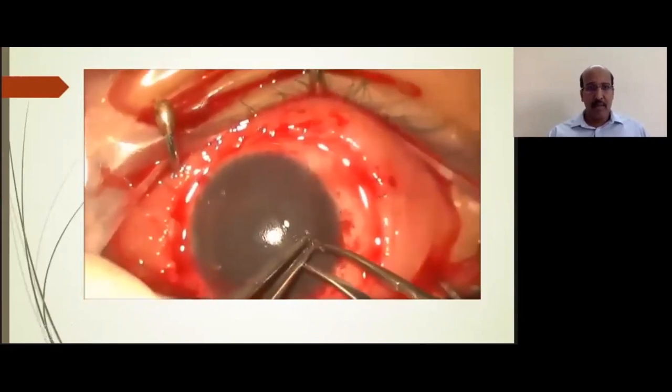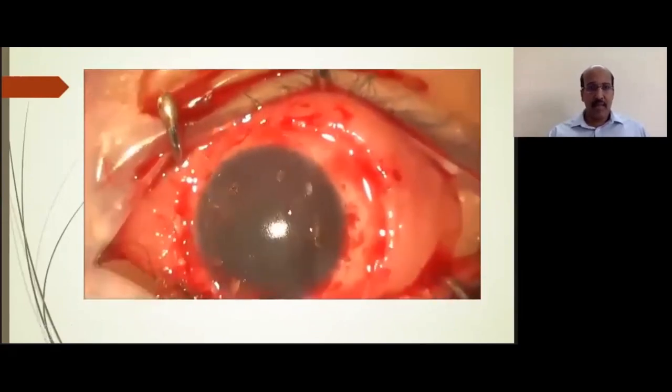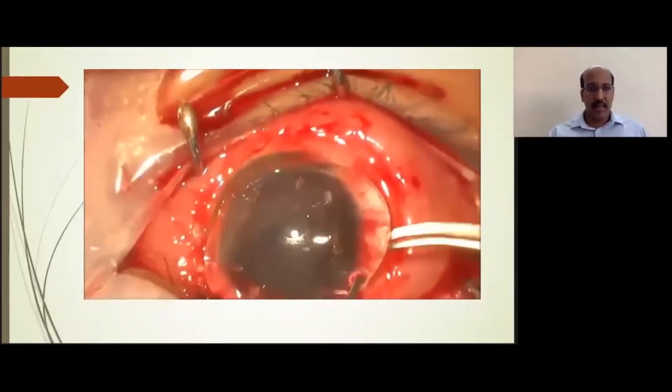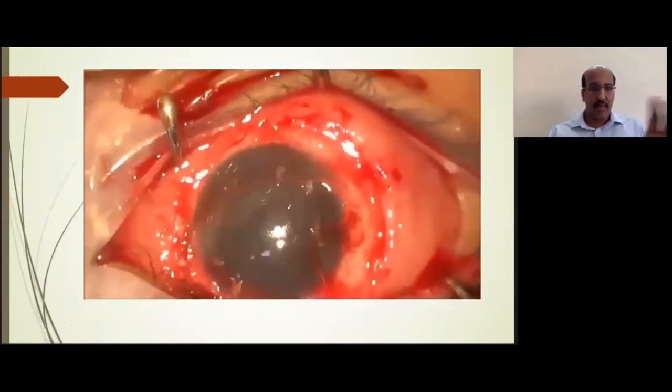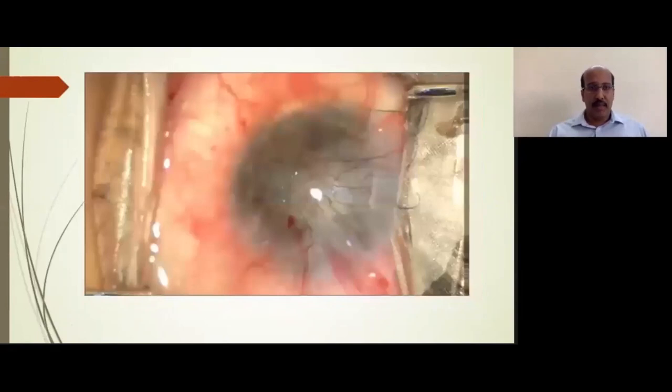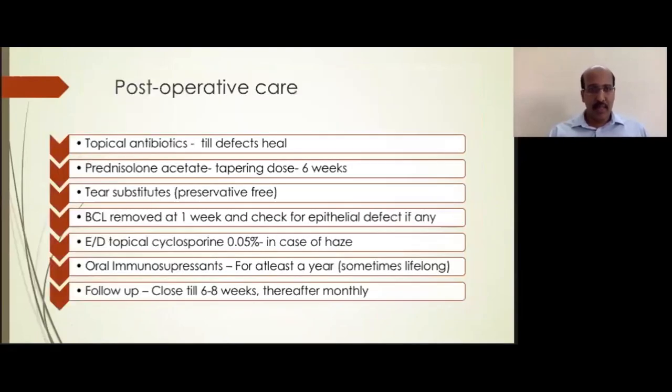And then we place the limbal stem cells and put a BCL. This is a similar case, another case. Postoperative is topical antibiotics, prednisolone for 6 weeks, tear substitute, BCL can be removed after 1 week and check for any epithelial defect. Topical cyclosporine in case of haze, and you may need immunosuppressants if it is an allo-SLET.